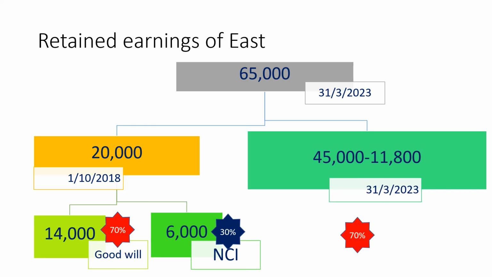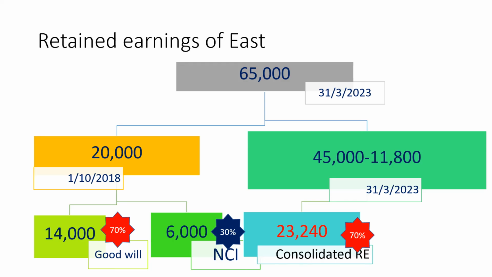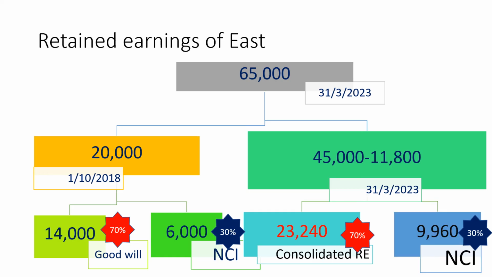So we are going to adjust it to the post-acquisition reserves. From the balance, 70% goes to the consolidated retained earnings. That is 23,240. Then the balance of that, which is 30%, is relating to the non-controlling interest. The balance is 9,960. With that note, let's calculate the consolidated retained earnings.